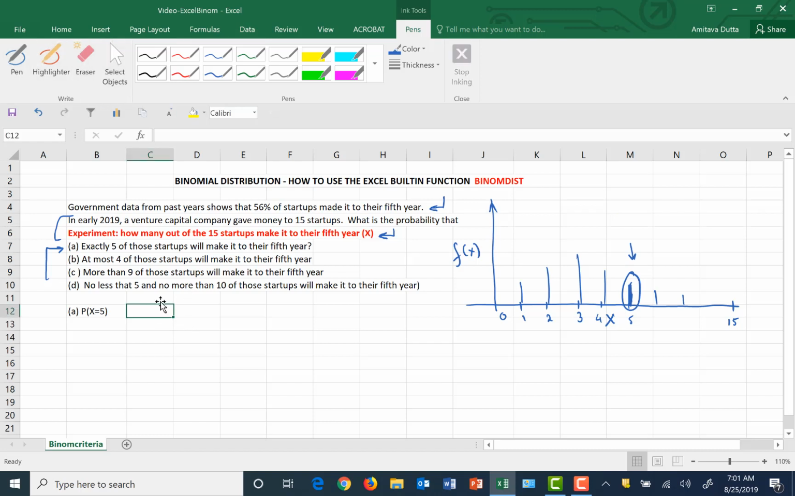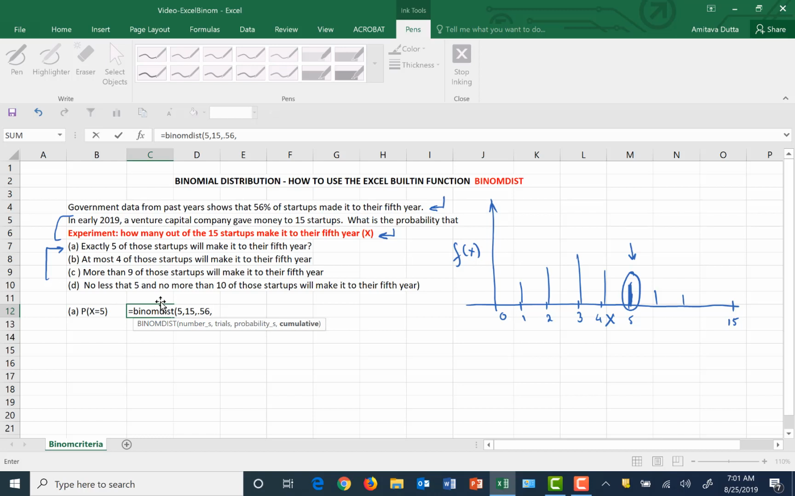So here we go, equal to BINOMDIST. There are 3 different parameters that have to be supplied, plus the last one. The first is the value of the outcome. You have to specify that I'm looking for 5 of these startups to make it to the 5th year. How many trials do we have? 15. So 5 out of the 15 make it to the 5th year. The likelihood of any one startup making it to the 5th year is 0.56. So the likelihood of success is 0.56 for any one trial.